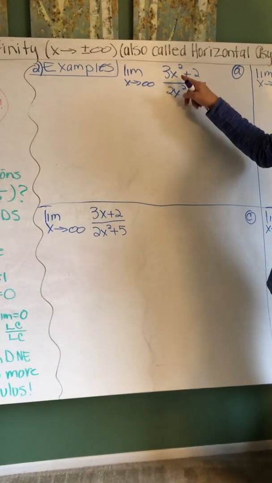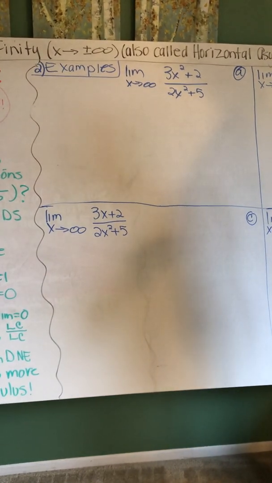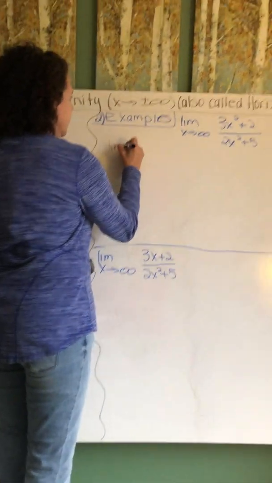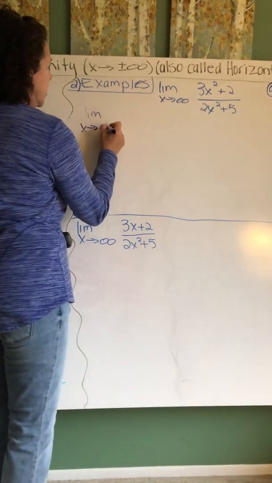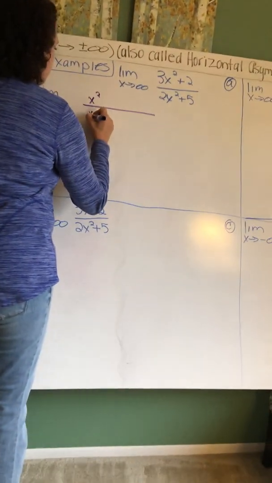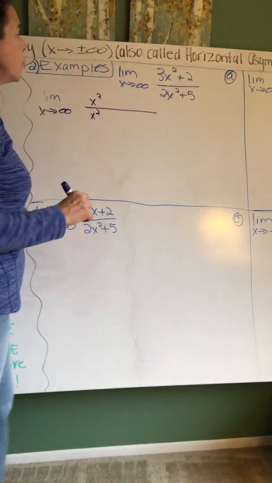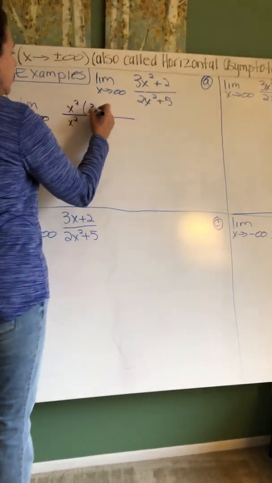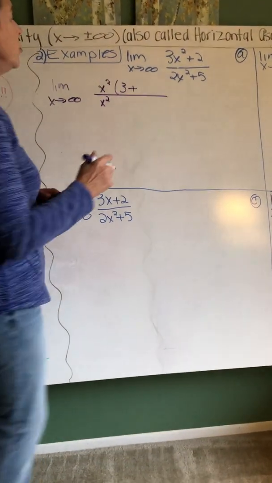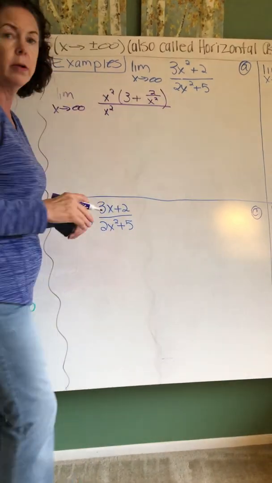We are going to factor from the numerator and denominator the highest x degree that we see, which is x squared. So here we go. The limit as x approaches infinity, I'm going to factor an x squared from the numerator and the denominator. Here we go. 3x squared, when I factor out an x squared, I have a 3. Notice it feels like you can't factor x squared from 2. You can. That would be 2 over x squared.